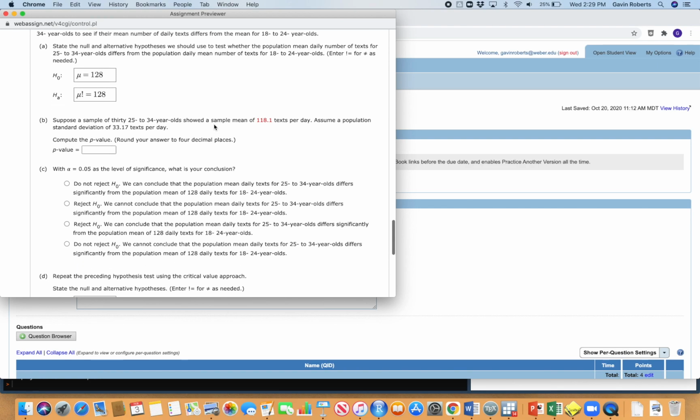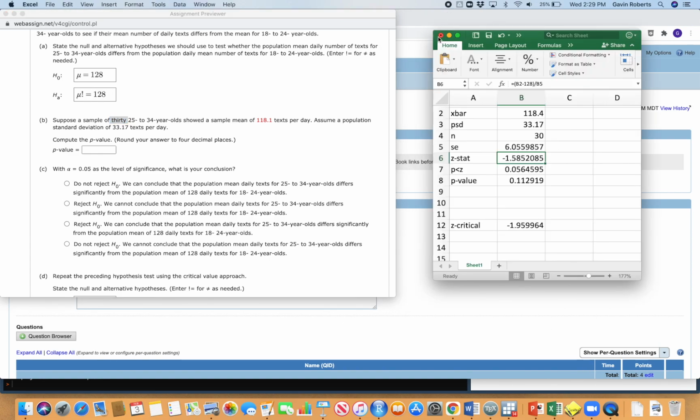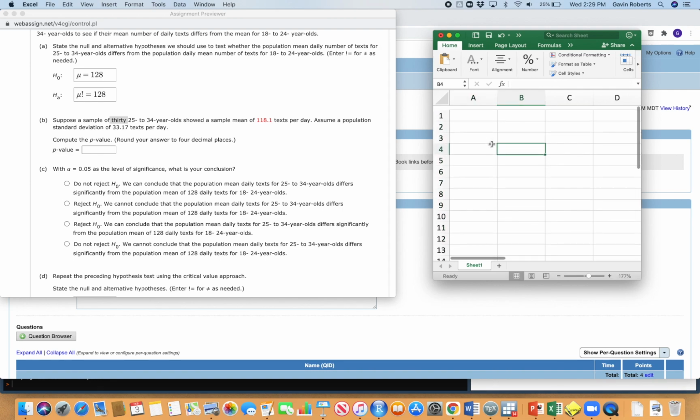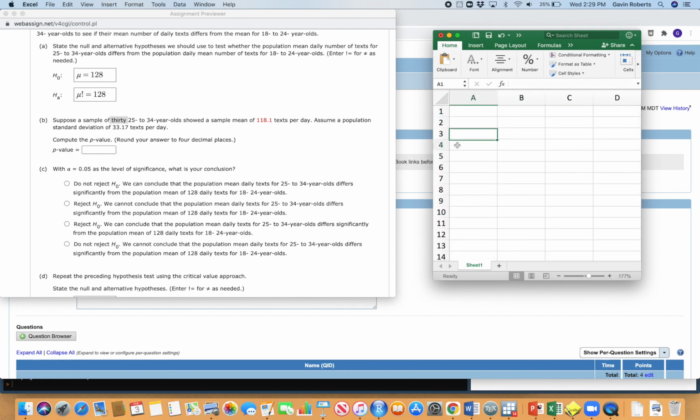Okay? Suppose a sample of 30. I'm going to go ahead and open Excel and start doing stuff. Oh, this is my practice version, but let's delete it and pretend I didn't practice. I'm going to start going through and filling out the stats that I need. So that's the first one they've given me, a sample of 30. So that means n is going to be 30, right?